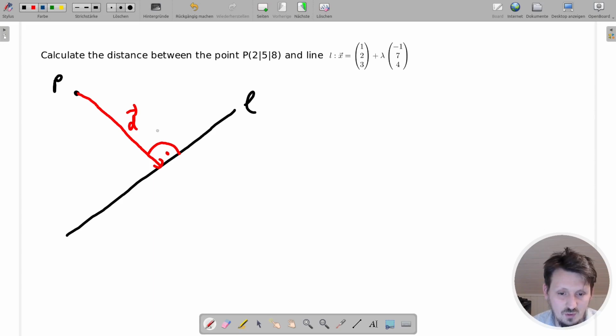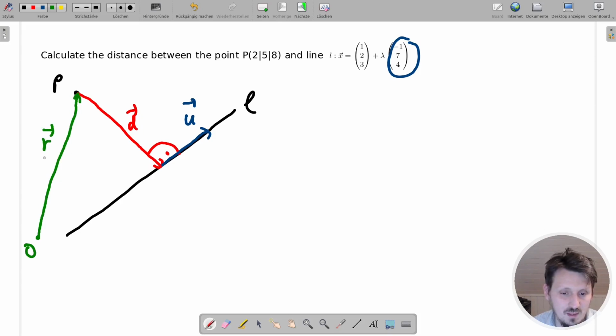What we need is, for example, this direction vector of our line. Let's call that U. This is this vector here. And what we also need in order to do any calculation is to create a vector from an origin, that could be, for example, here, to that point P. Yeah, so we could draw it in such a way. This is our vector, let's call it R.